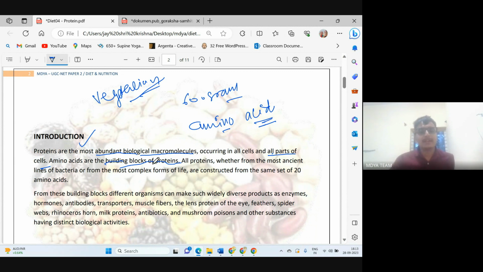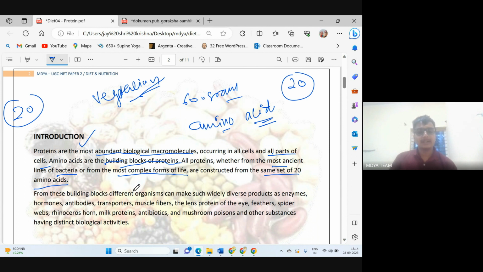So amino acids are the building blocks of protein. These proteins are made up of amino acids. There are various types of amino acids, and with the conjunction of these amino acids, various types of protein are formed. All proteins, whether from the most ancient lines of bacteria or from the most complex form of life, that is us, are constructed from the same set of 20 amino acids. With these 20 amino acids, every protein is formed, whether it is the protein of our muscle or our hair. If we hydrolyze that protein, we will find only these 20 amino acids.